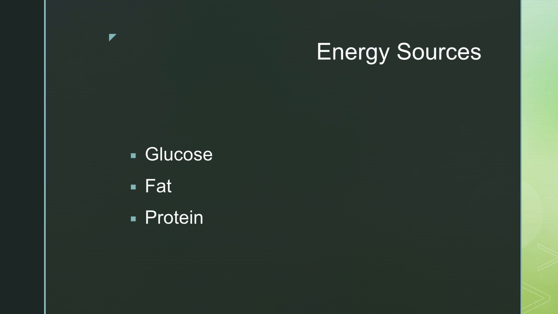Proteins are used as an energy source only if protein intake is high or if glucose and fat sources are depleted, in which case the amino acids from protein are broken down and converted into molecules that can enter the Krebs cycle.